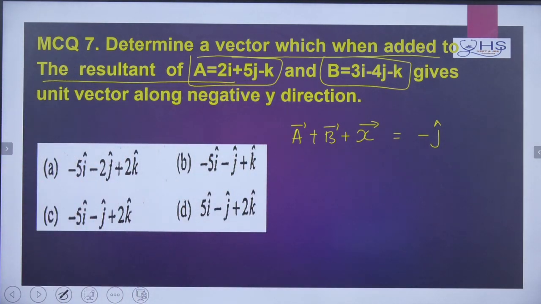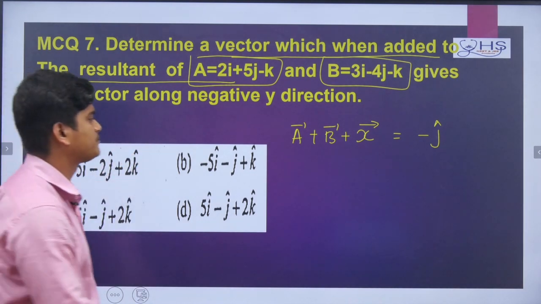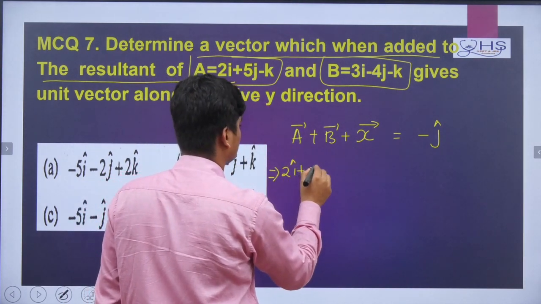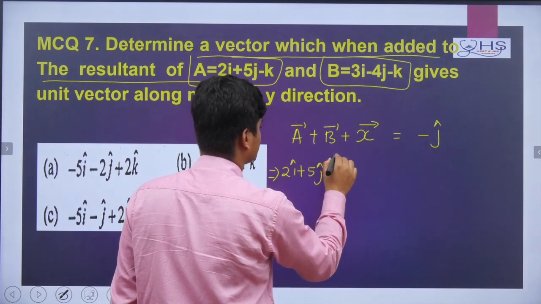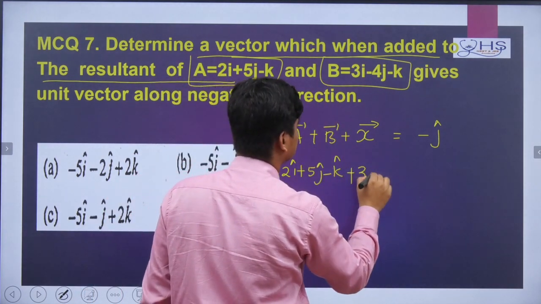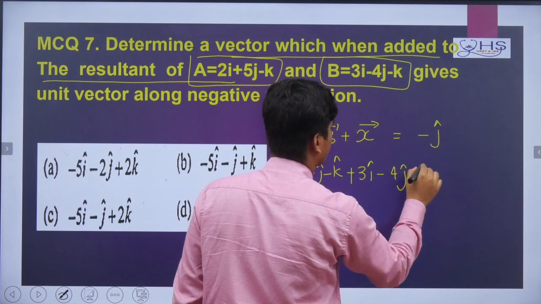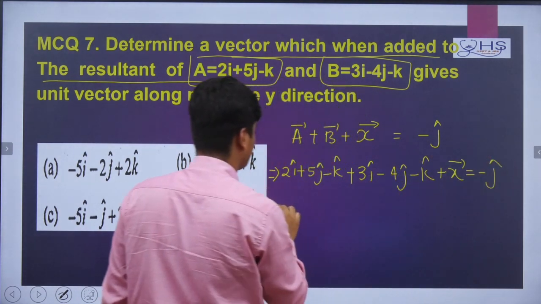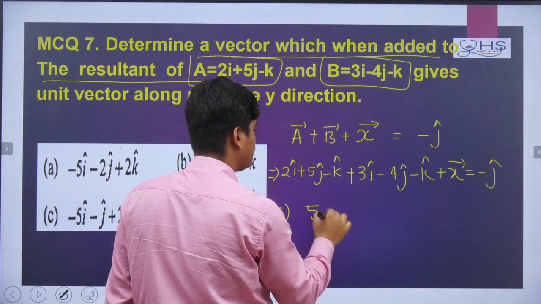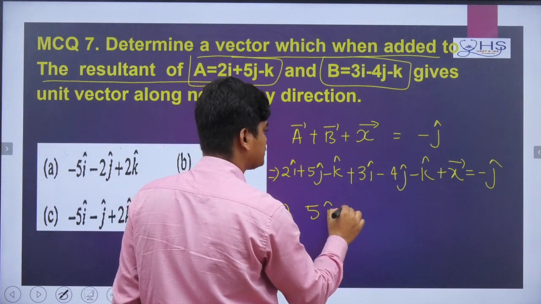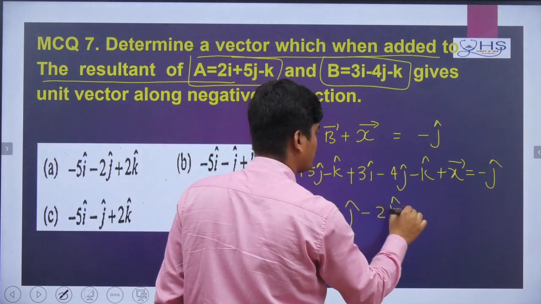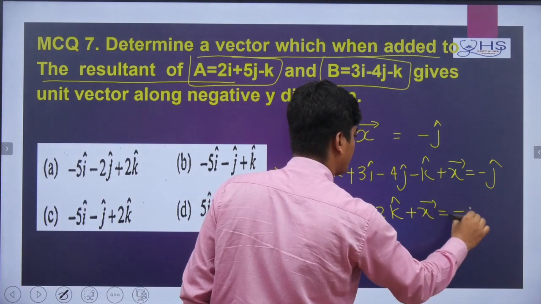So this is the thing they are asking: find the value of x vector, and some options are given in vector format. Now simply you put here what is a vector. Now a vector is nothing but 2i plus 5j minus k, plus b vector is nothing but 3i minus 4j minus k, plus x vector equal to minus j. Now here 2 plus 3 is 5i, 5j minus 4j is plus j, and minus k minus k is basically minus 2k, plus x vector equal to minus j.